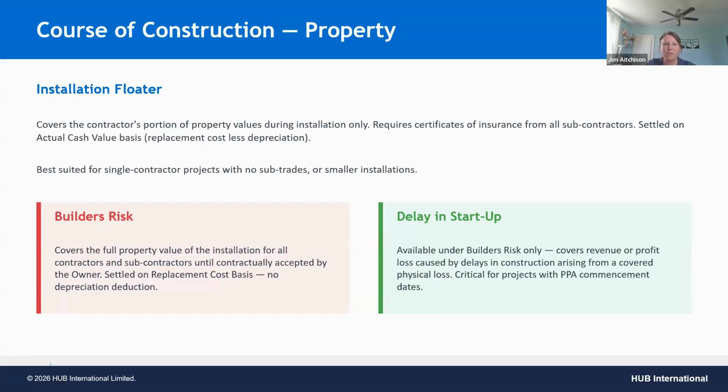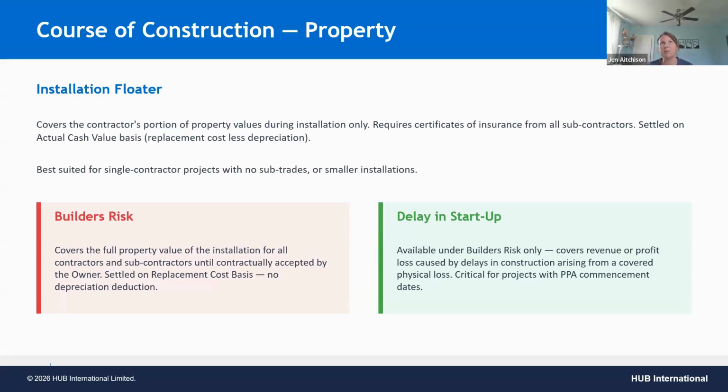Typically well suited for smaller contractors doing residential installations and no subtrades, or just smaller commercial and industrial installations, and again, typically with no subtrades. A builder's risk, on the other hand, is typically what we see placed for either larger to mid-size installations, ground mount and roof mount both. Typically, it covers all contractors and subcontractors to the project until it is finally completed and contractually accepted by the owner. A builder's risk is settled on replacement costs as opposed to actual cash value, so there is no deduction for any depreciation.